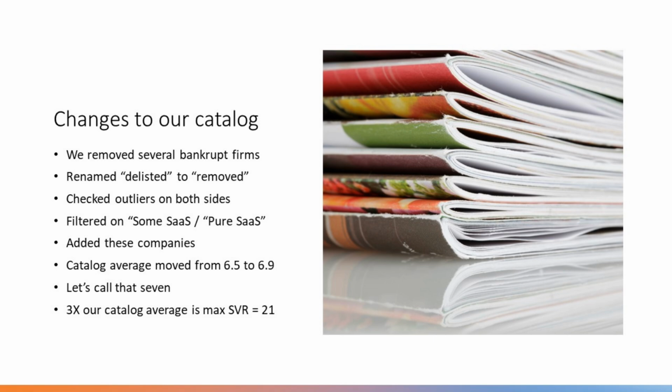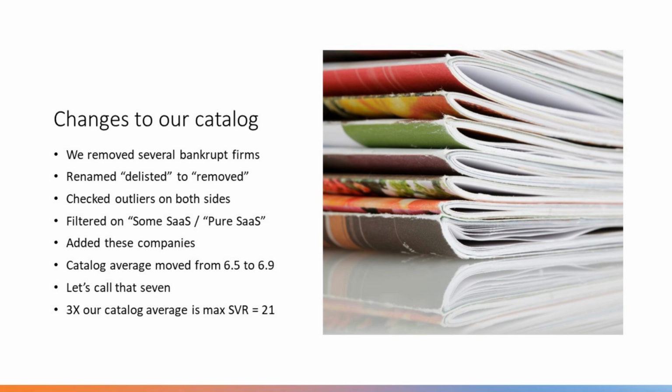We then filtered on our SaaS column for some SaaS and pure SaaS, and we added valuation ratio data along with the other data that you see there for these companies. That moved our catalog average from 6.5 to 6.9. So let's call that 7. And here's a new rule that we've been talking about in our Discord server with paying subscribers: we want to always make things objective, and we've decided that our maximum that we'll pay needs to adjust with the overall market's valuation. So we can simply take 3 times our catalog average and say that that would be the maximum we would consider paying.